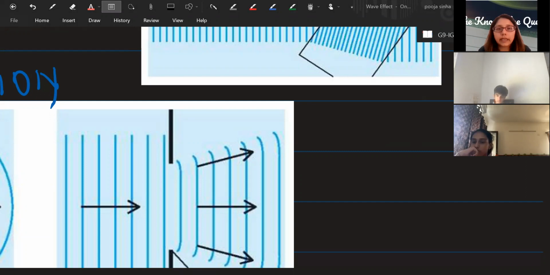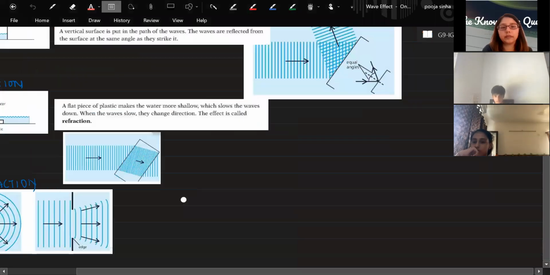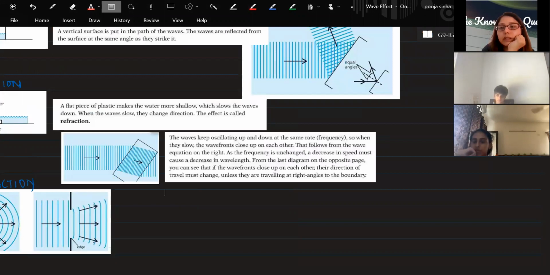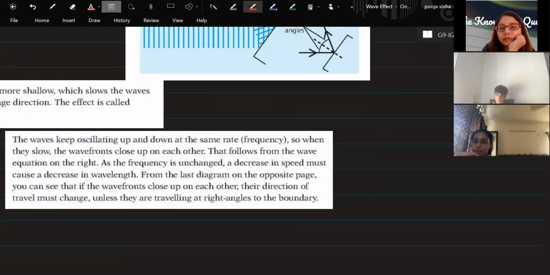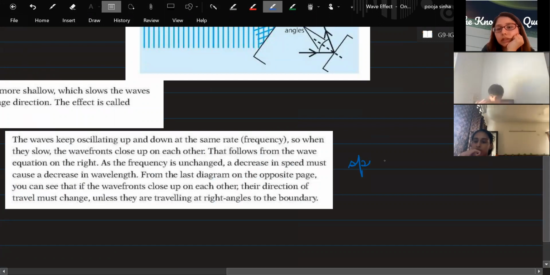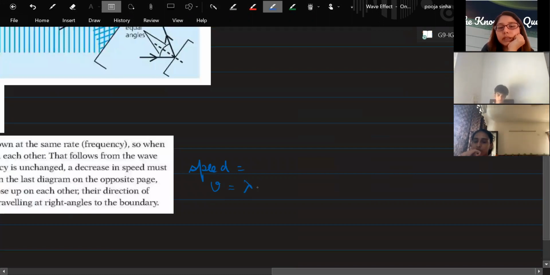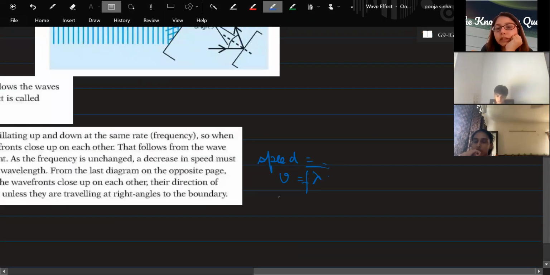Now let's understand why exactly this whole thing happens. You know that speed is equal to frequency into wavelength, right? We learned this, right? Speed, velocity, is equal to frequency into wavelength, f into lambda. This is something we learned earlier.